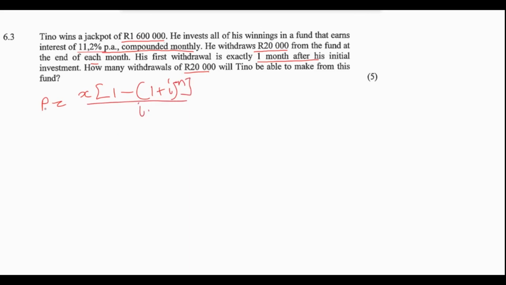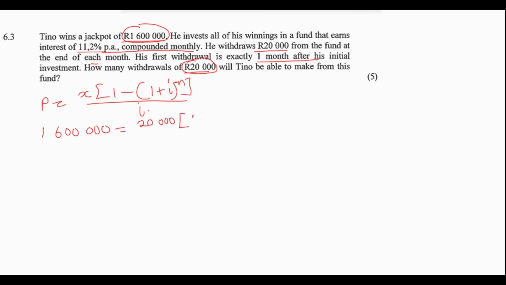Right, let's pick our variables from the information. Our present value, that is 1,600,000, is equal to X. X is withdrawing 20,000. So X is 20,000.